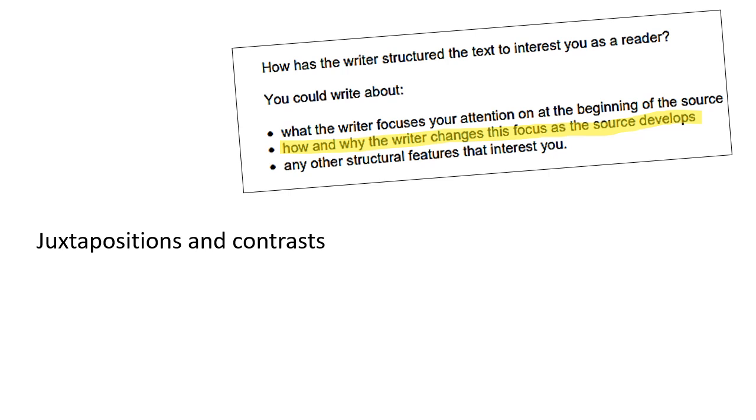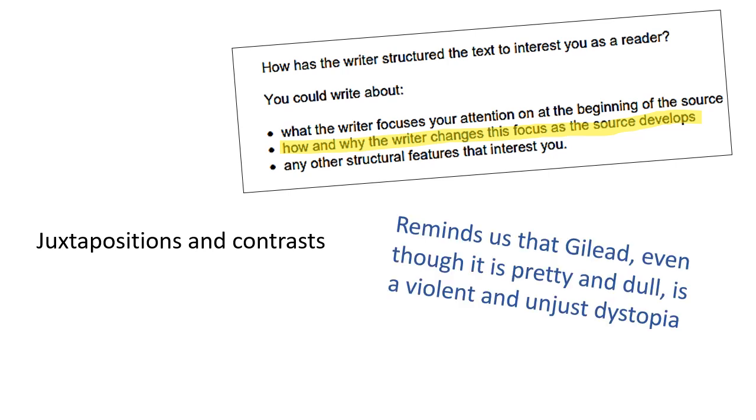And so in terms of the structure of these extracts, it starts with a detailed description of a pretty dull place, and then continues with an image of horror. Now, we call that a juxtaposition, a contrast. The beautiful is put next to the horrible. Perhaps Margaret Atwood has done that to remind us that Gilead is very pretty and very dull, but it is also a violent, unjust dystopia in which people are murdered, raped, tortured, and life is very cheap.